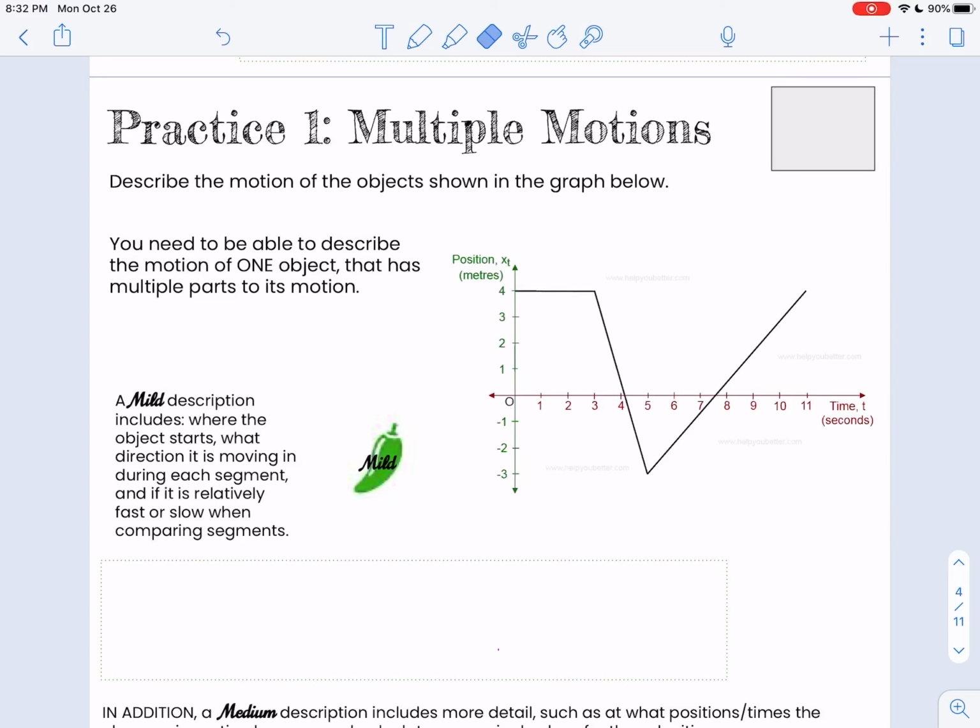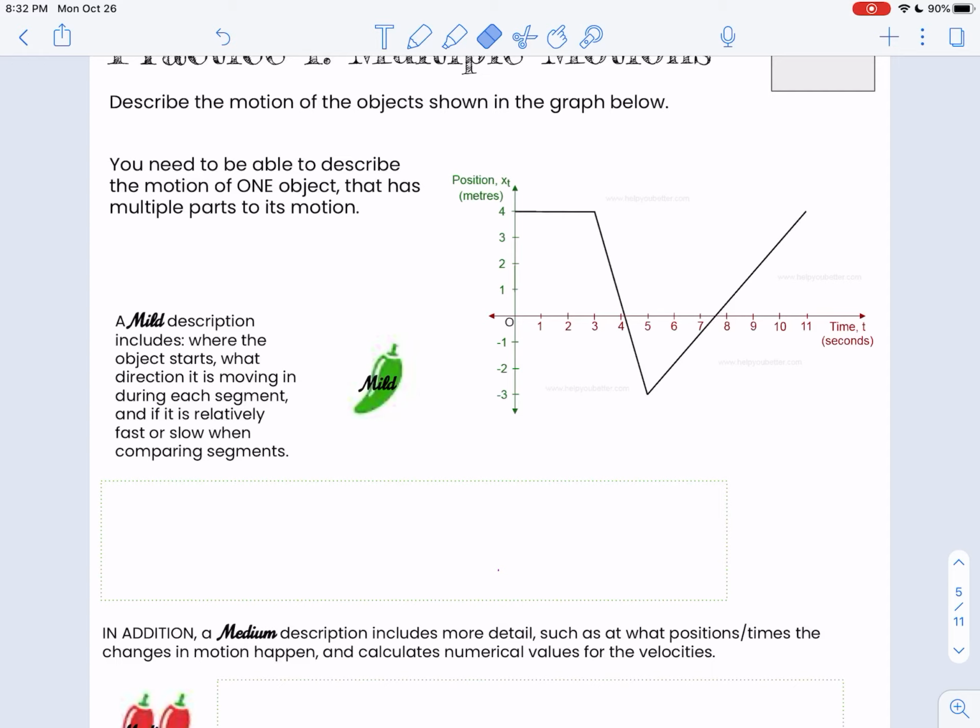Okay, here's a walkthrough of this practice 1 in case you needed help with it still. Okay, so here's an object that's doing 3 different things in one motion.